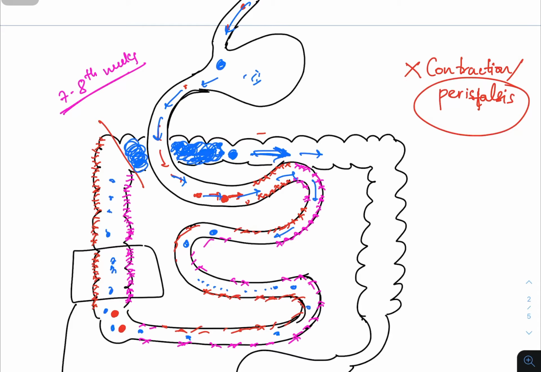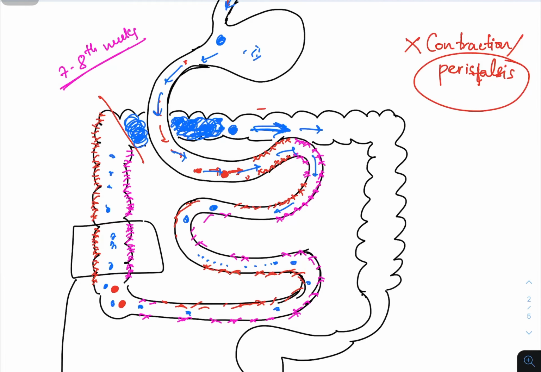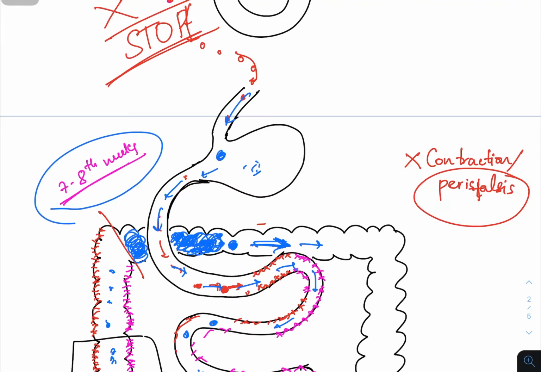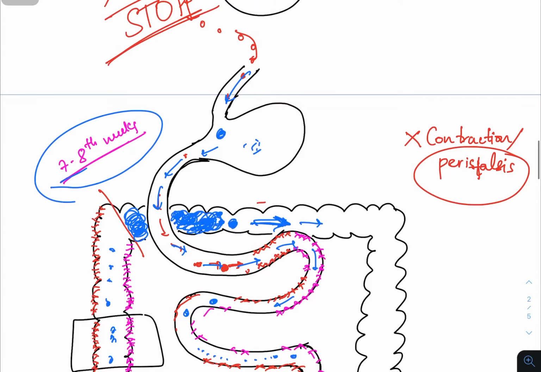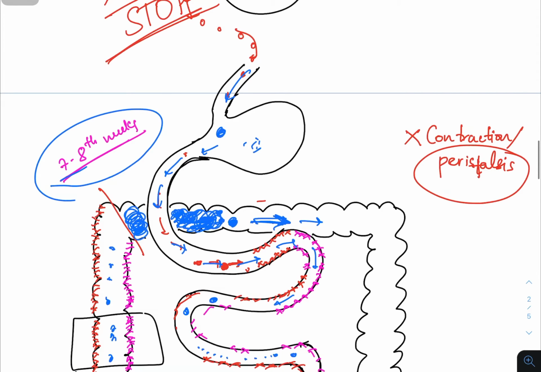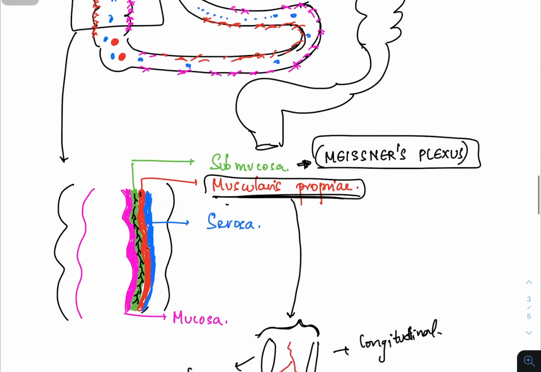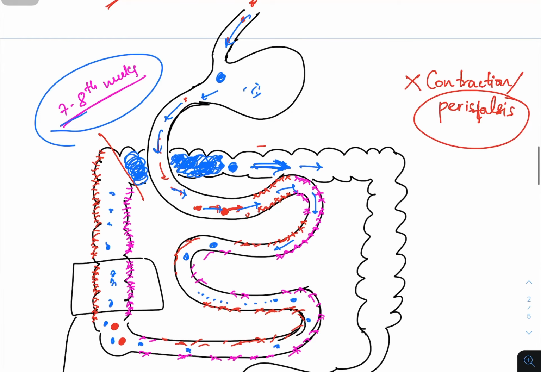Right? So when the food keeps on getting added up, what is happening? This problem happens in neonates, in the 7th to 8th week during development. Now immediately after birth, the baby or the neonate should pass the first stool. The first stool which the neonate passes is called meconium.